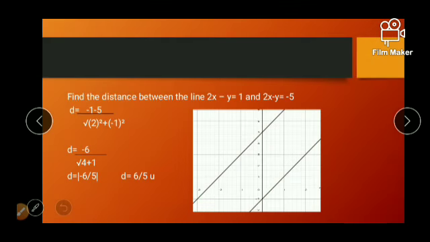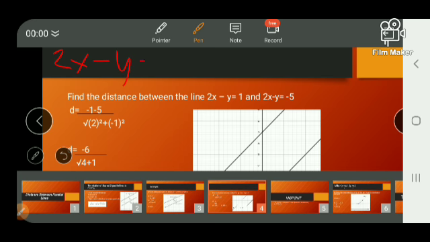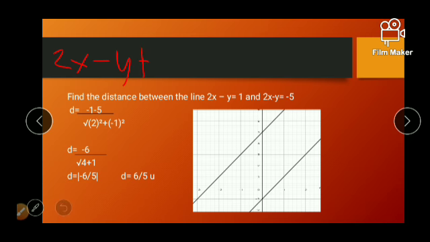Find the distance between the lines 2x minus y equals 1 and 2x minus y equals negative 5. Did you notice that the given equations of the parallel lines are not in general form? So, we must convert them to general form so that we are able to input the values into the formula. So, 2x minus y minus 1 equals 0 and 2x minus y plus 5 equals 0.